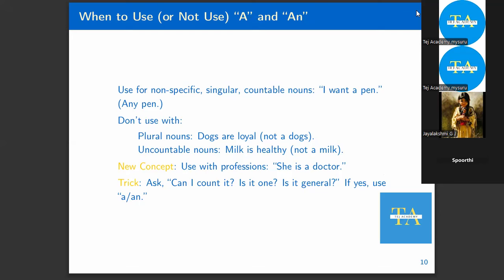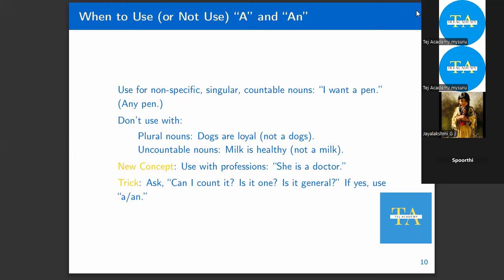But here the exceptions are that we have to avoid using them with plural nouns. Like dogs are loyal. We can't say a dogs are loyal, of course, it doesn't make any sense. And in front of uncountable nouns: milk is healthy, not a milk is healthy, because milk cannot be counted. It's uncountable. We can count the milk if it's in bottles, but we can't use a and an because bottles become plural nouns.